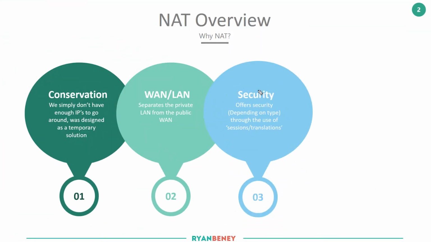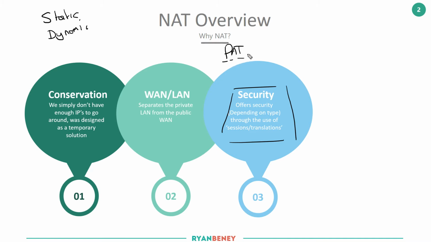Security. NAT offers us some security depending on the NAT type that we're using. We'll start to find out there are different types of NAT, like static, dynamic, and so forth. But the one I'm particularly talking about here is something called PAT, which is Port Address Translation. And this is arguably the most common NAT that we use today.